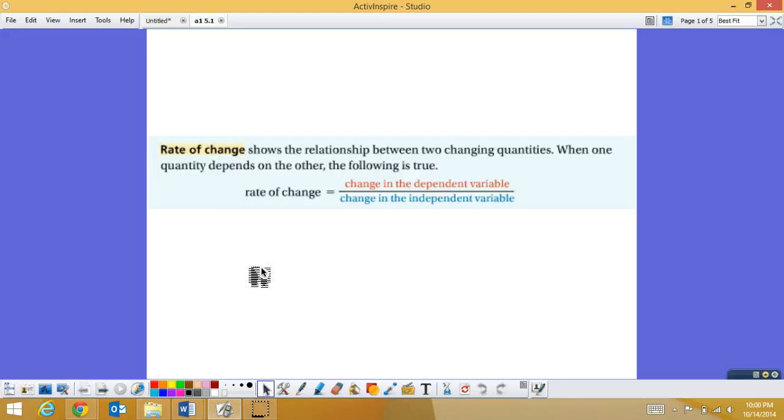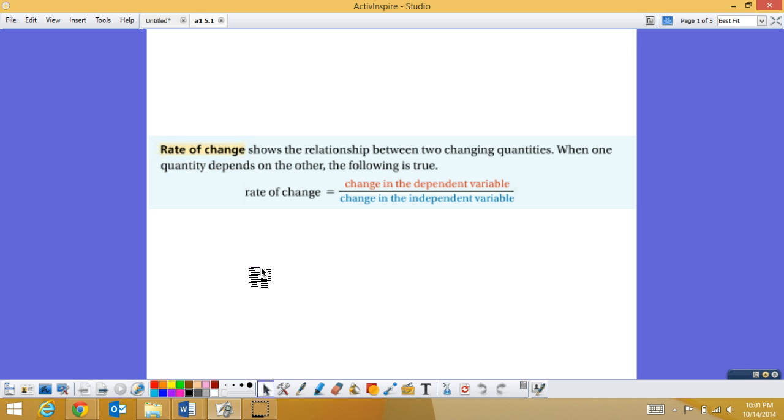After that short little unit on an introduction into functions with domain and range and function notation, this unit focuses specifically on linear functions, functions whose graphs are lines. So today we're going to focus on a very important piece of linear functions, and that is slope. And slope is nothing more than a rate of change.